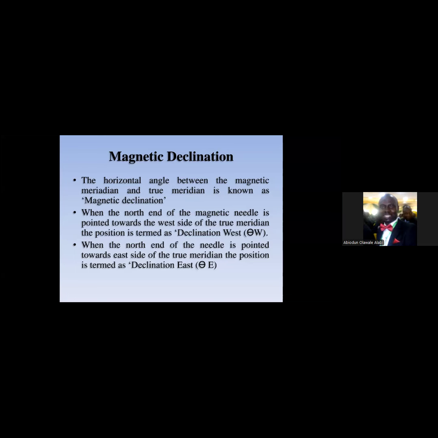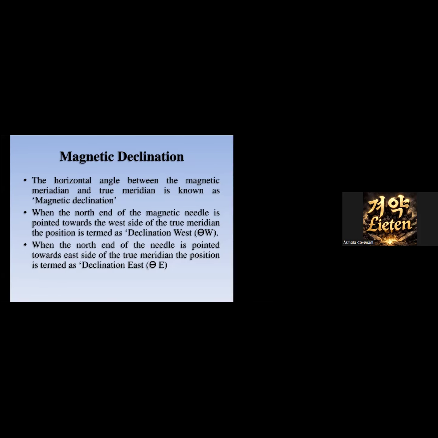So when the north end of the magnetic needle is pointed towards the west side of the true meridian, the position is termed as declination west, theta W. When the north end of the needle is pointed towards the east side of the true meridian, the position is termed as declination east. So take note of that.